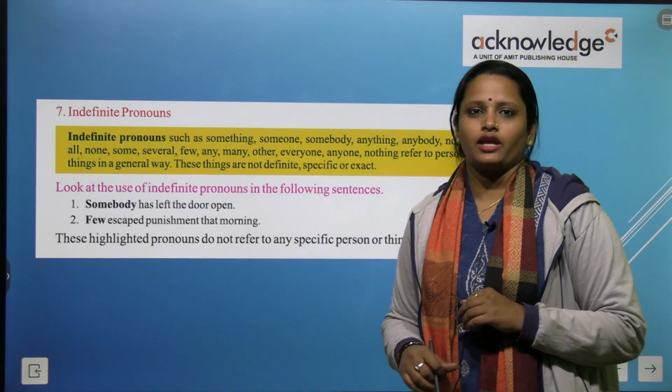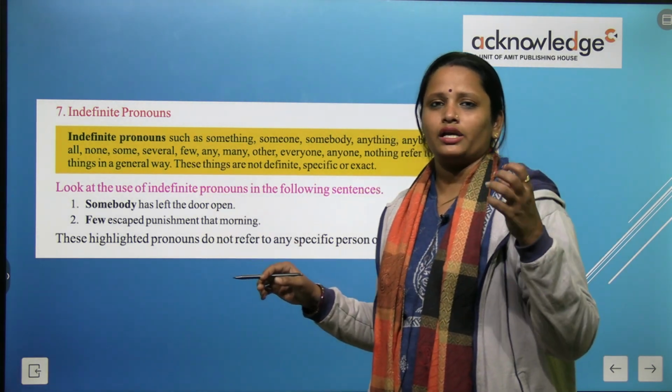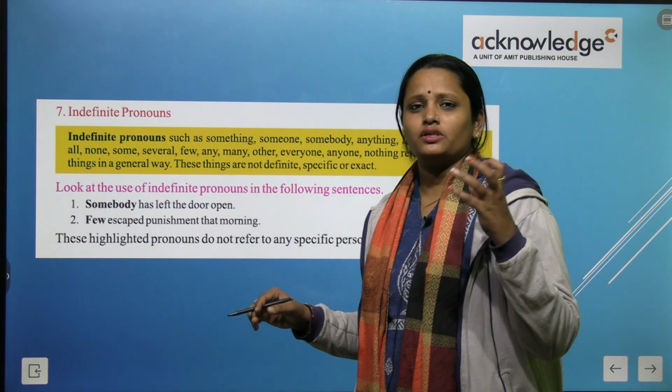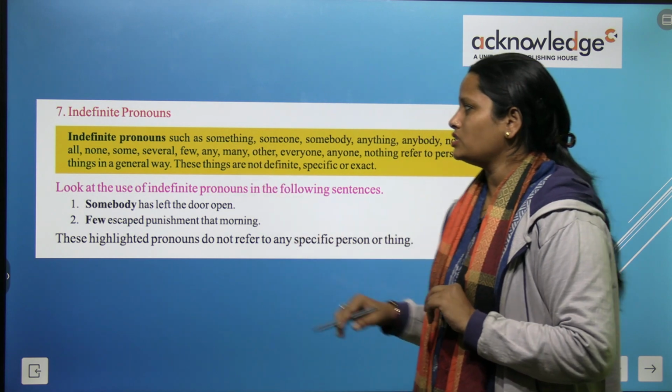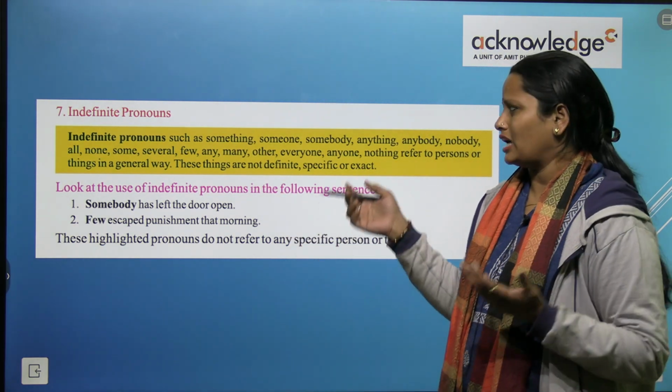Next is indefinite pronoun. अब indefinite pronoun क्या होता है? आप नाम देखो, नाम में लिखा है definite, जो नहीं हो उसे indefinite कहते हैं. Means वो किसी particular चीज के बारे में बात नहीं कर रहा है. So indefinite pronouns such as something. Something मतलब कुछ भी हो सकता है.